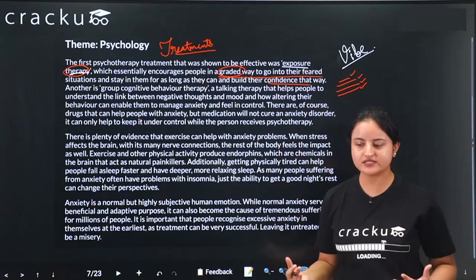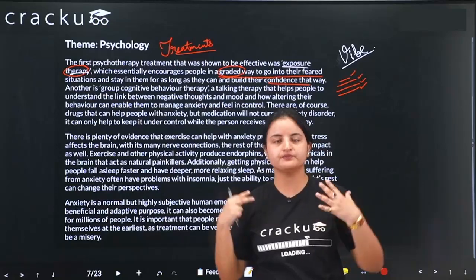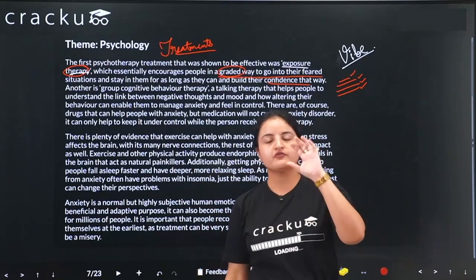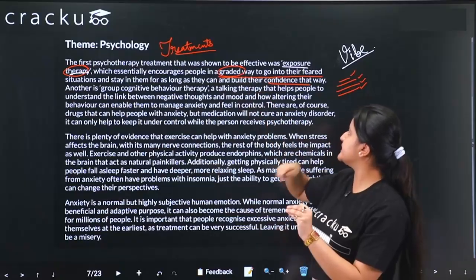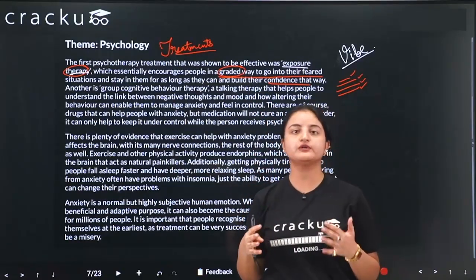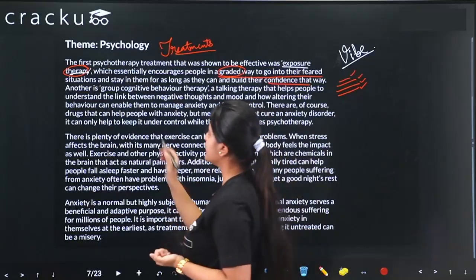As the name suggests, people are being exposed to their fears. Scientists are saying, face your fears in a graded way and try to sit with them, and that way you will be able to build your confidence. So this is one treatment.